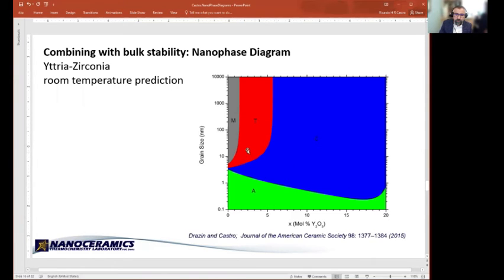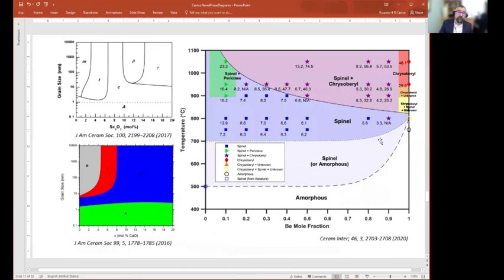You realize that if you make small particles, most likely you're always going to get to your cubic phase. But with particles around 100 nanometers, you're already supposed to be tetragonal. So it's very predictive. We've done several experiments to confirm that, and really it's a very predictive system to help understand.